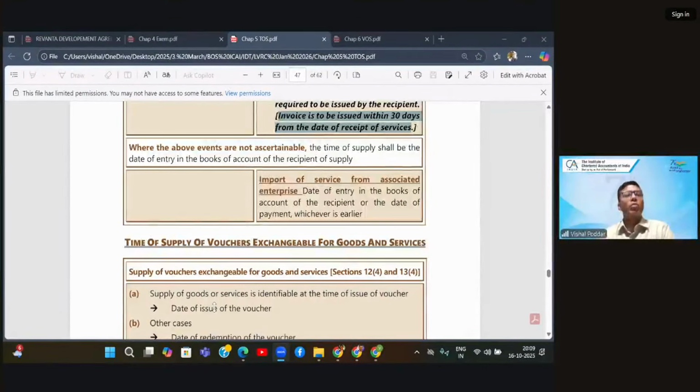Hence, in order to give them a relaxation, out of the 3 dates in this particular provision, the date of payment was relaxed by way of that notification. That is the reason, Swaminathan, why the date of payment is not relevant in case of determining time of supply for supply of goods.